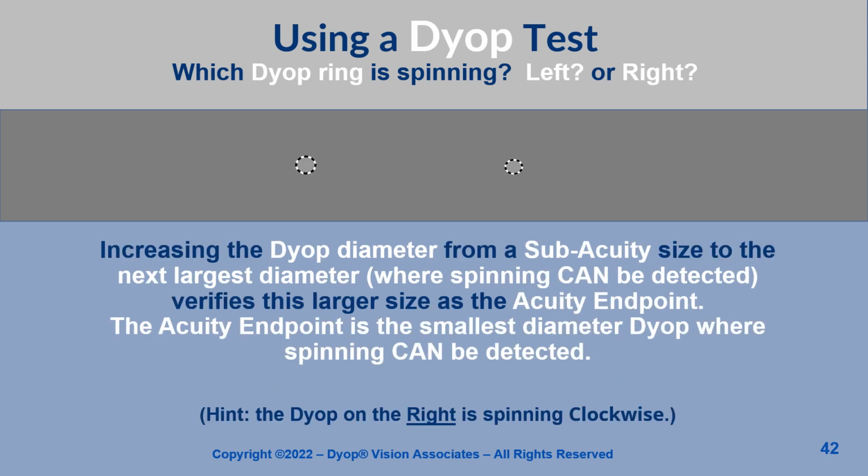Increasing the Dyop diameter from a subacuity size to the next largest diameter where spinning can be detected verifies this larger size as the acuity endpoint. The acuity endpoint is the smallest diameter Dyop where spinning can be detected.